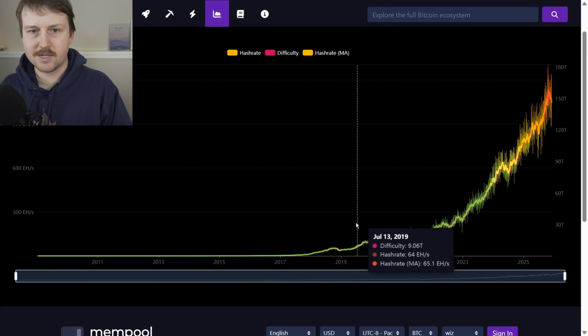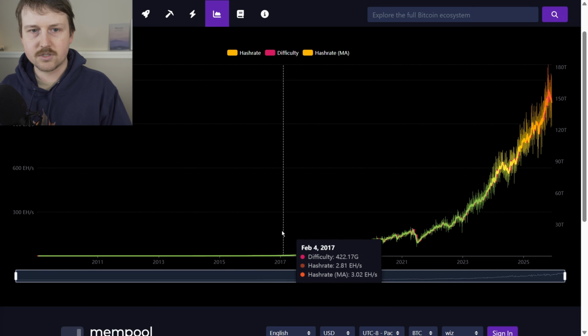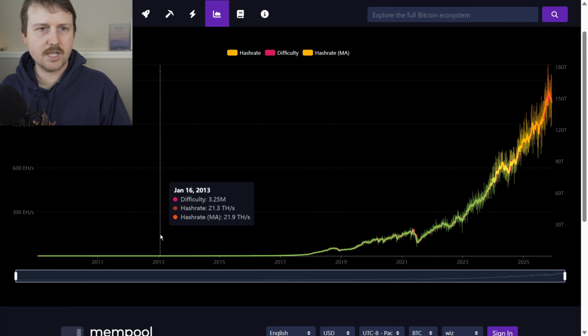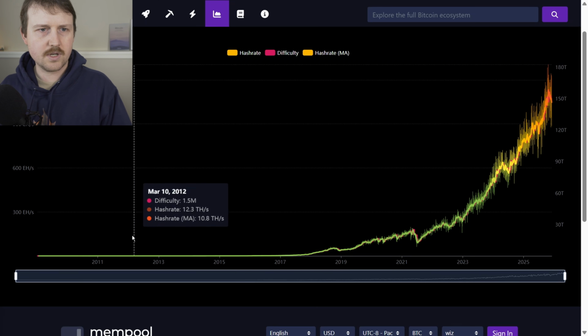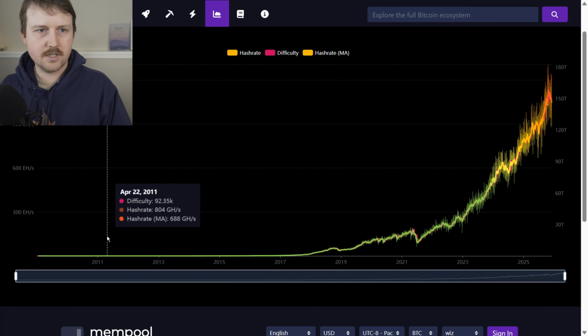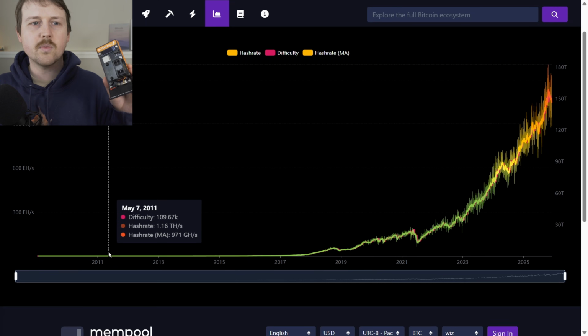Now what's interesting is if we go back, we go from zettahash to exahash all the way to right here. We start to get into petahash and terahash. And if we go to right about, let's see, and then gigahash underneath that, let's just find, there's a massive jump up there. There we go. If we go to basically May of 2011, 1.16 terahash of hash rate behind the entire Bitcoin network in 2011.